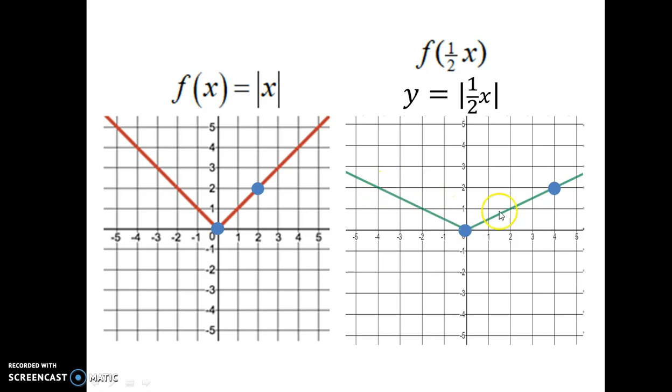So the effect is we stretch the graph. We make it wider. So remember, it's kind of like the reverse. That half tells you it can become wider, not narrower, wider.